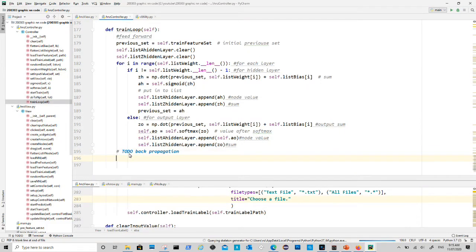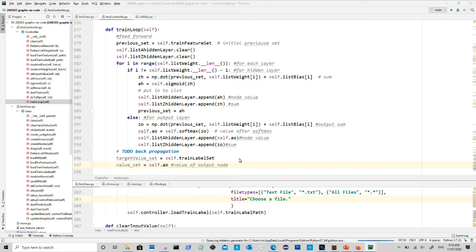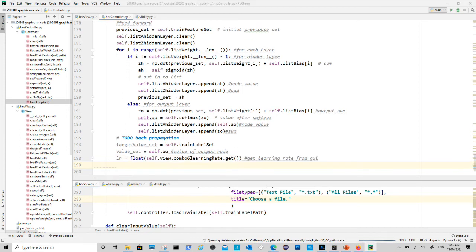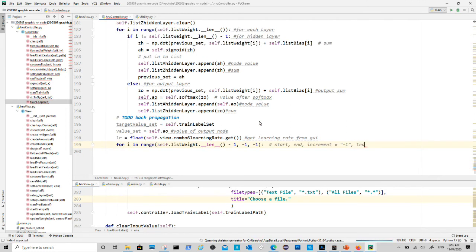After understanding the theory, the implementation is not so complicated. Let's move to coding. First, we assign label values to target values. The current value set is calculated from the feed forward code above, and is equal to self.ao. We then get the learning rate from the view class, and turn it into a float number. Similar to feed forward, we need a loop to go through all nodes layer by layer. But this time we travel backwards from the output layer first.